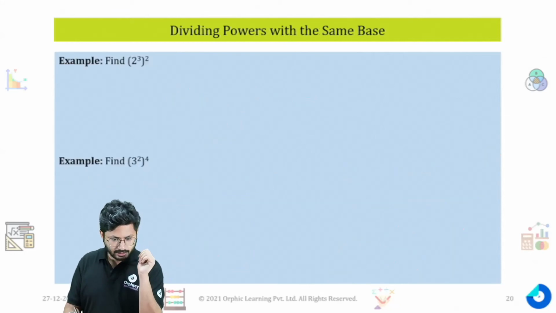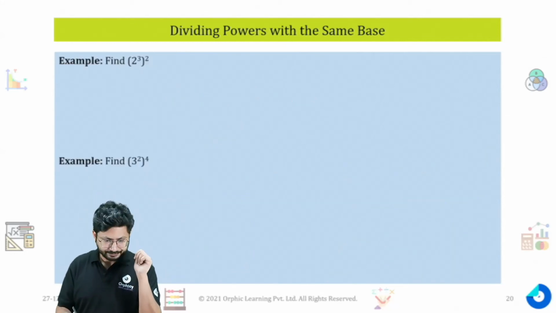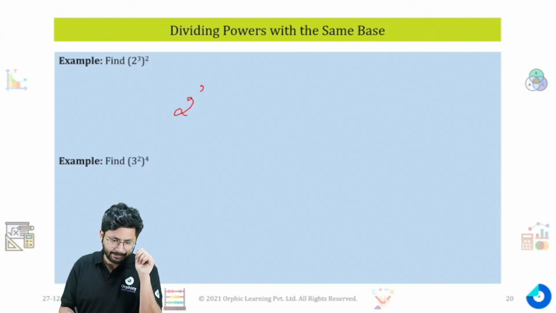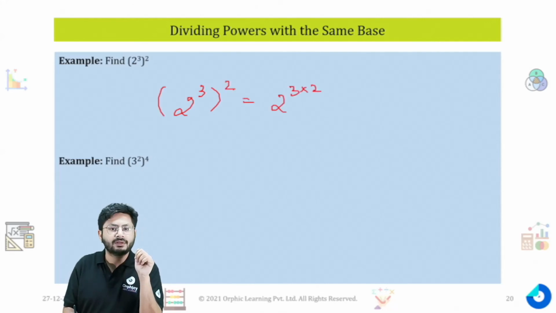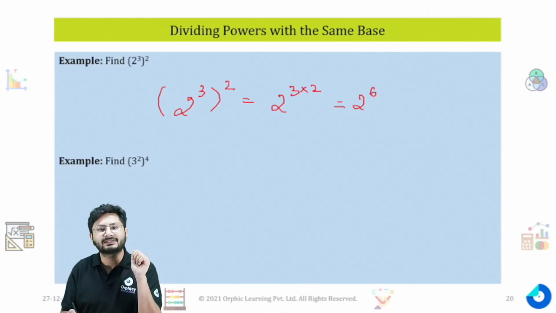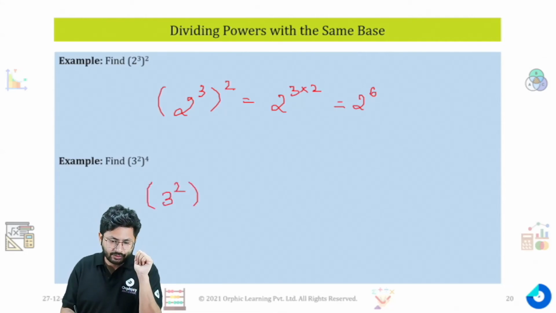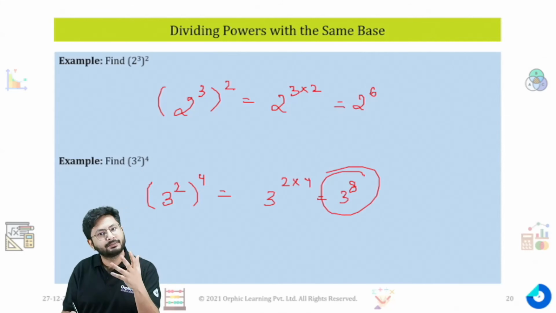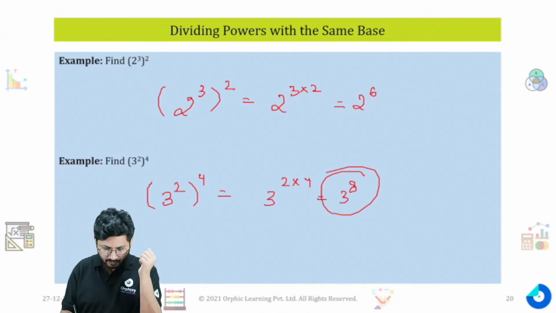Now, let's do certain questions on the same. So 2 to the power 3 whole to the power 2 will be equal to 2 to the power 3 into 2, which is equal to 2 to the power 6 because of the third law. 3 to the power 2 whole to the power 4 will be equal to 3 to the power 2 into 4, which is equal to 3 to the power 8. As simple as that, using the third law of exponent. Now, let's move on to the fourth law.